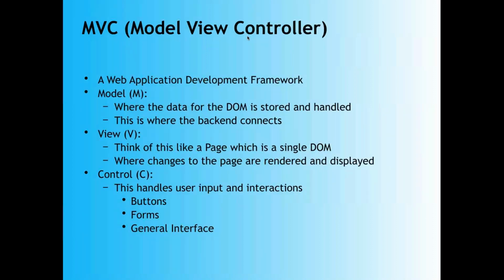Generally, talking about MVC, we are making a model, view, and controller. Where the data for the DOM is stored and handled, we call that the model, and whatever front-end view is displayed in the DOM is called the view. Whatever interactions are handled by the controllers, such as events, form submissions, and the general interface, are handled like that.